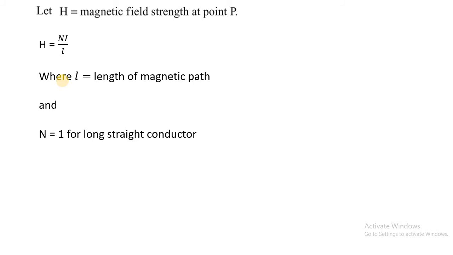So if N equal to 1 and if L equal to 2 pi r, what will be my H for this particular case or for this particular point P? H will be equal to I divided by 2 pi r ampere turns per meter. Why is the unit ampere turns per meter? Because the numerator is Ni, N number of turns, I ampere. So the numerator unit is ampere turn and the denominator is the circumference length. R is in meter, so the denominator unit is meter.